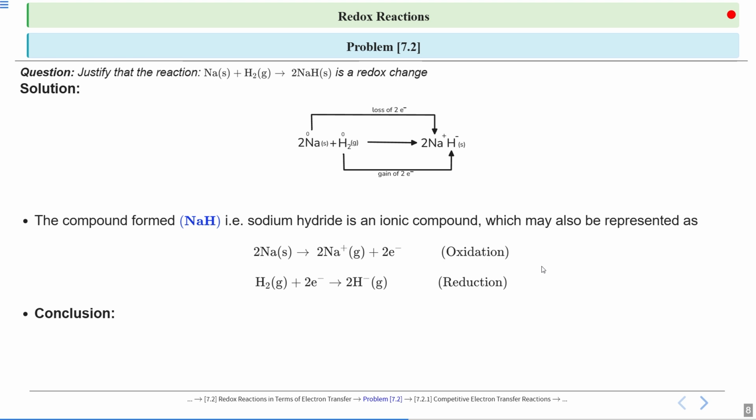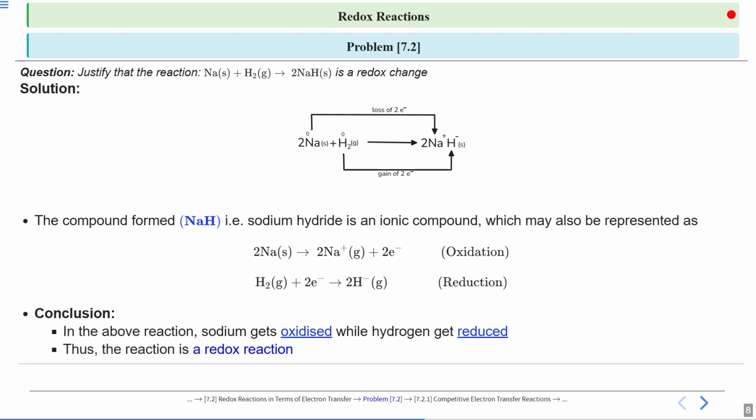And hence, what can we conclude from it? We can conclude that in the above reaction, the sodium is getting oxidized while the hydrogen is getting reduced. Hence, the provided reaction can be considered a redox change, because the oxidation and reduction reactions are taking place simultaneously. I hope this question is clear to you.